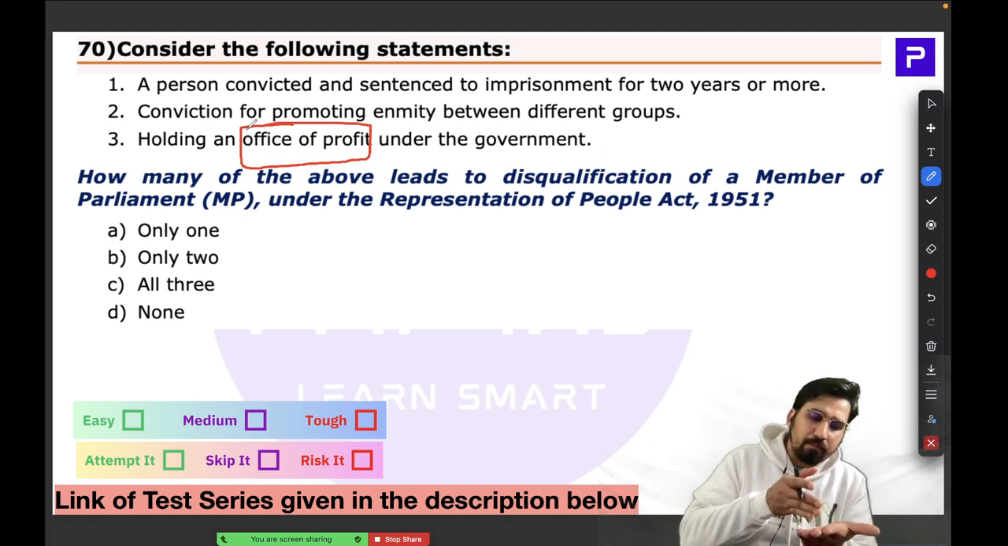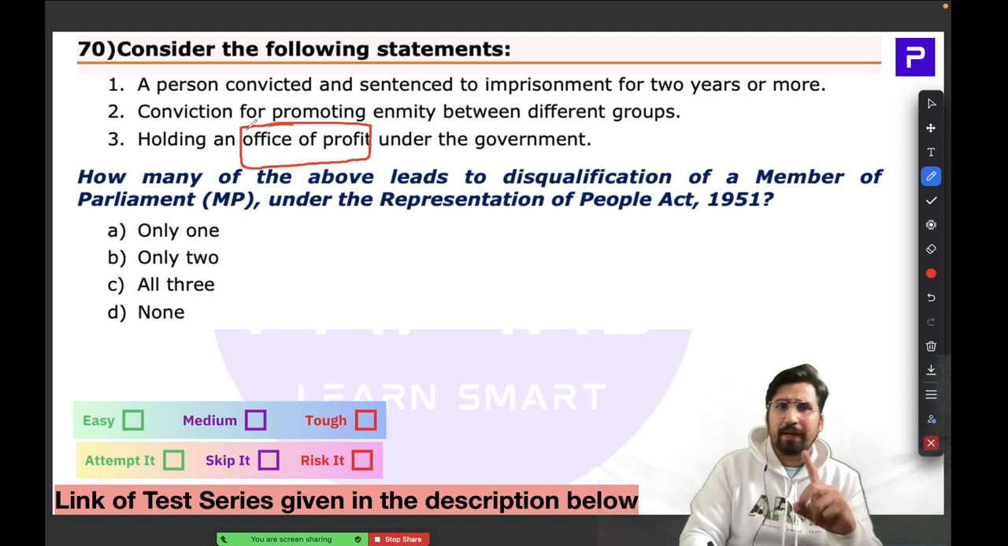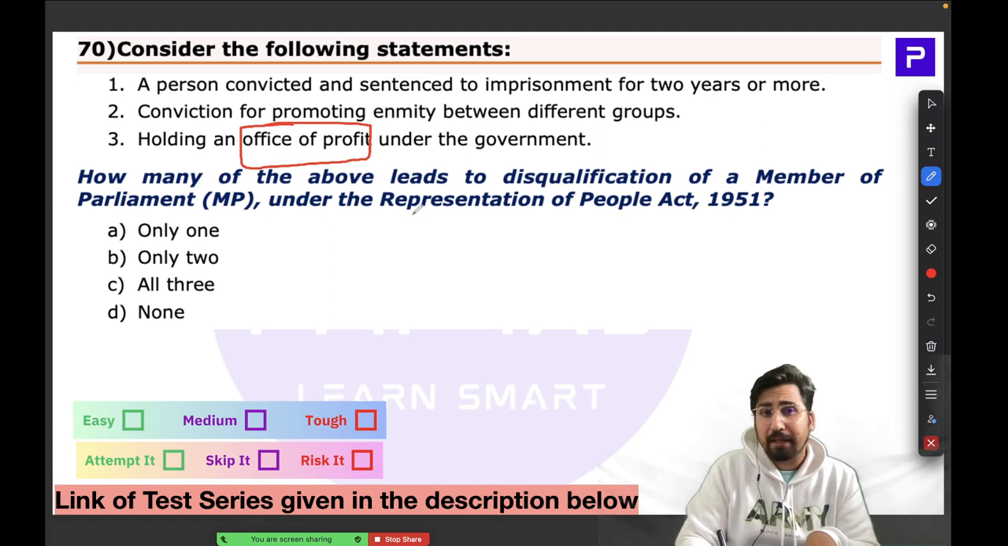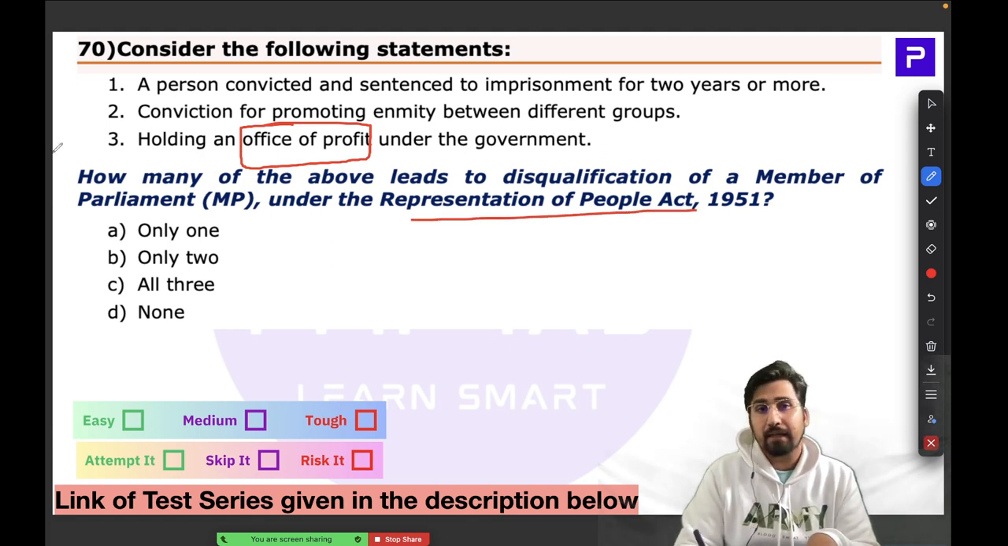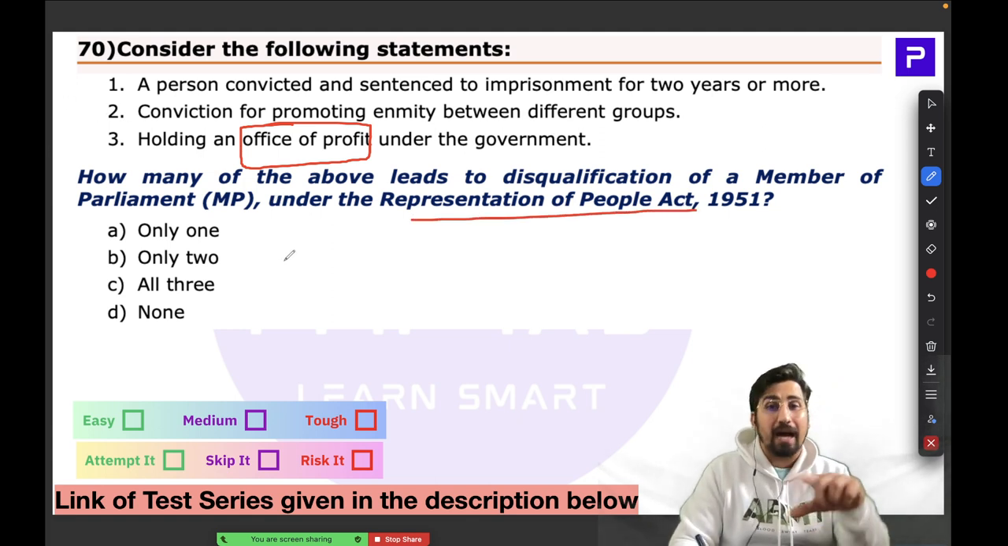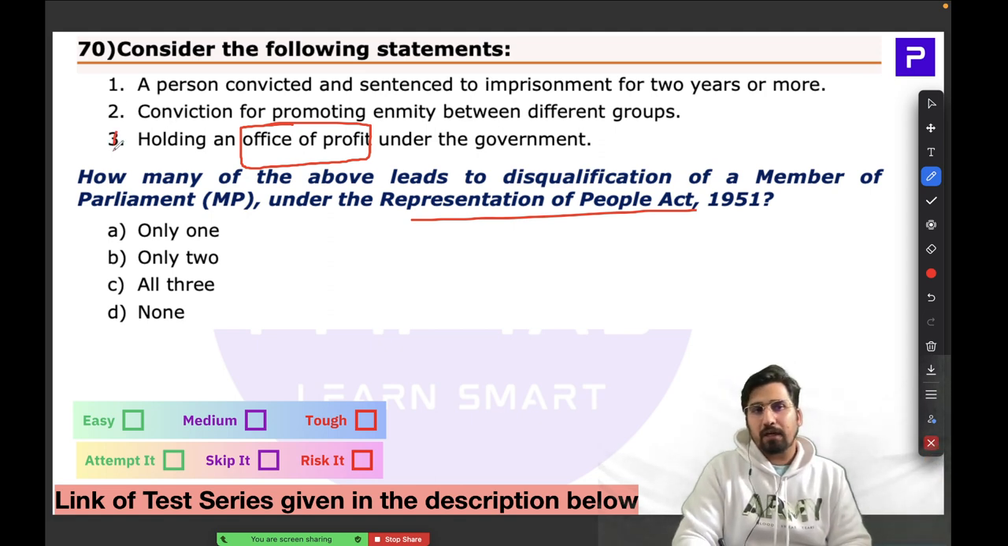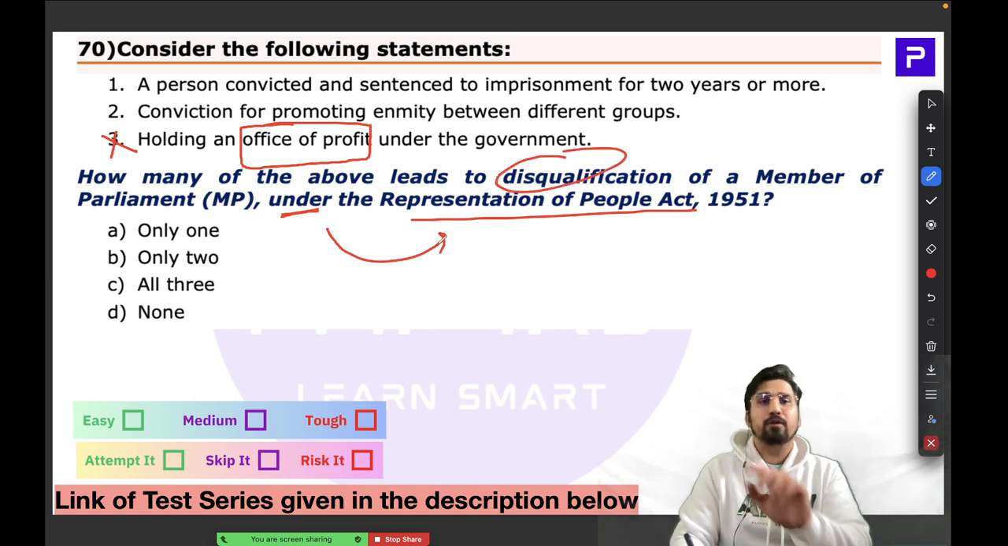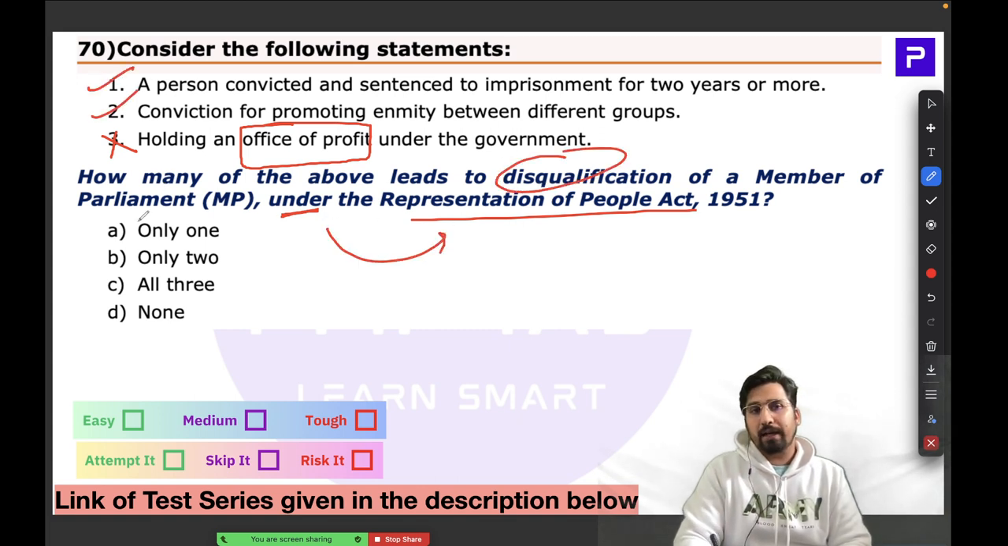So in that particular case, you will be disqualified. But this is not mentioned in the Representation of the People Act. Condition is there, but this condition is outside this particular act. So third is not within this particular act, because it is specifically asking you disqualification under this particular rule. So one and two are the correct ones. Answer has to be two.